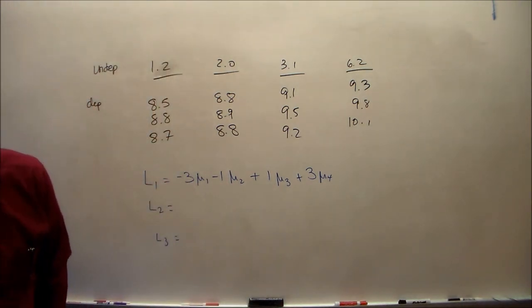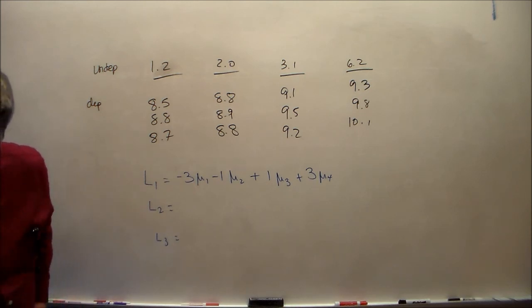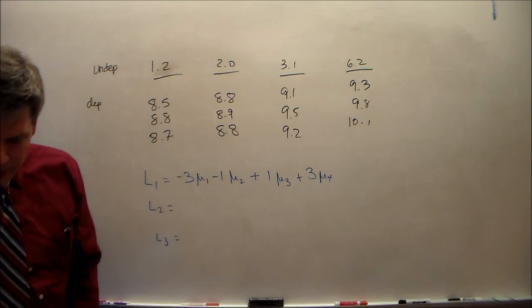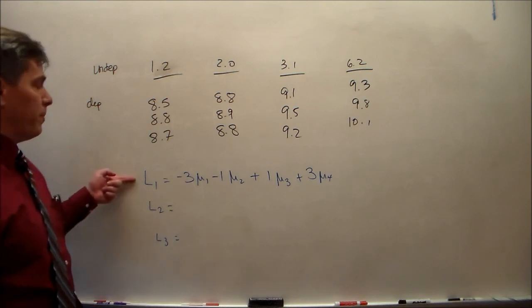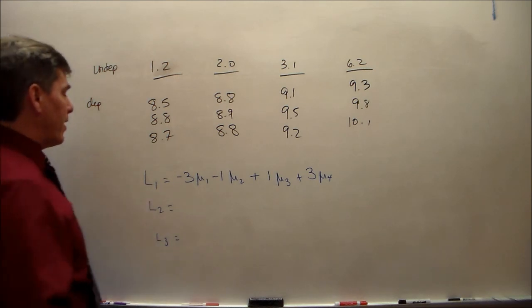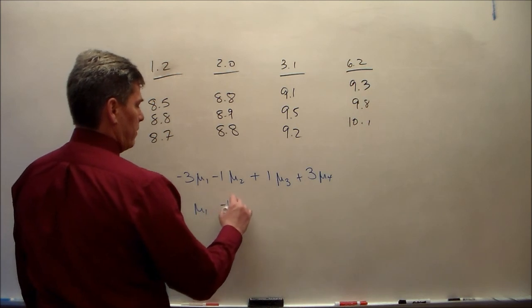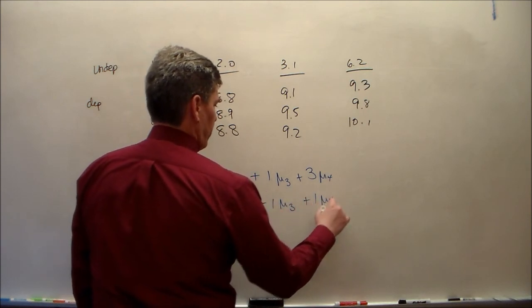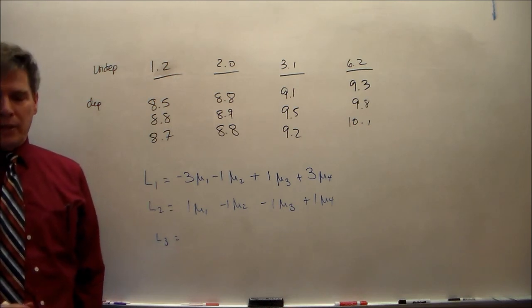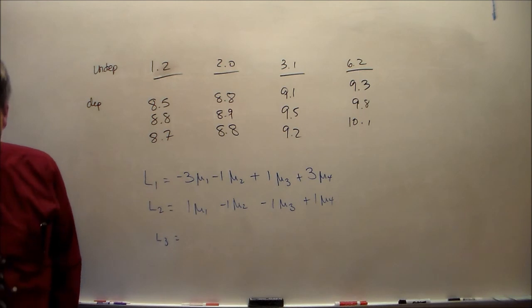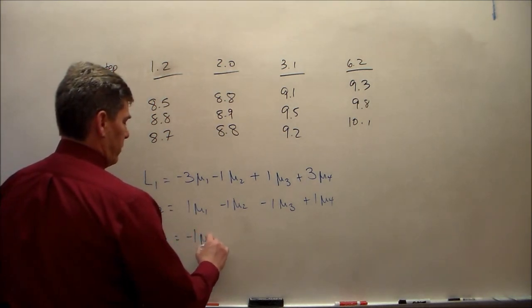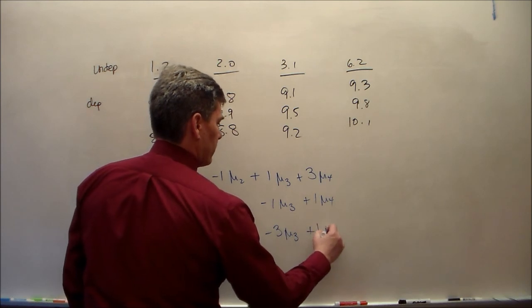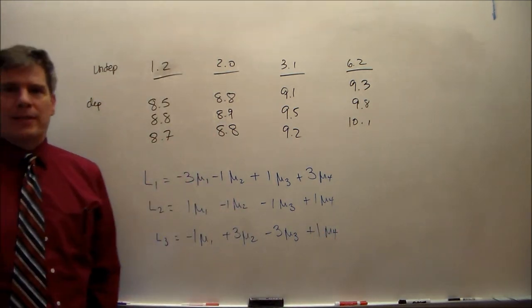Now how did I get that? I went to the part in table A6 that said T equals 4, 4 groups. And then the first column, -3, -1, 1, 3, that's for the linear contrasts. Boom. Second column is 1, -1, -1, 1, that's for the quadratic contrast. That contrast will test for a quadratic change. And then the third column is -1, 3, -3, 1. And that will test for the cubic contrast.